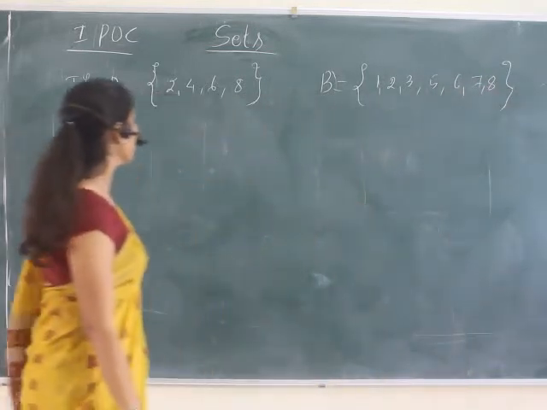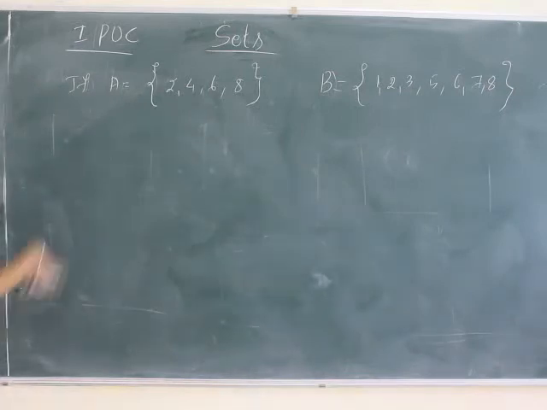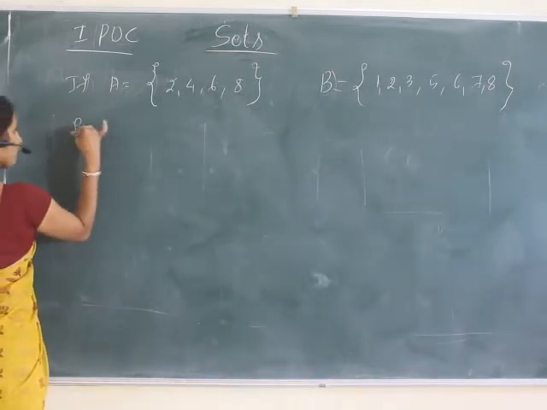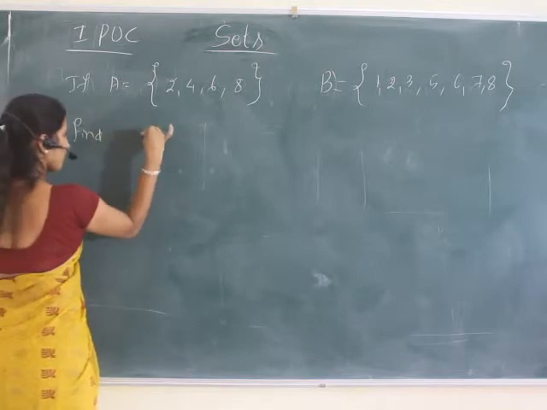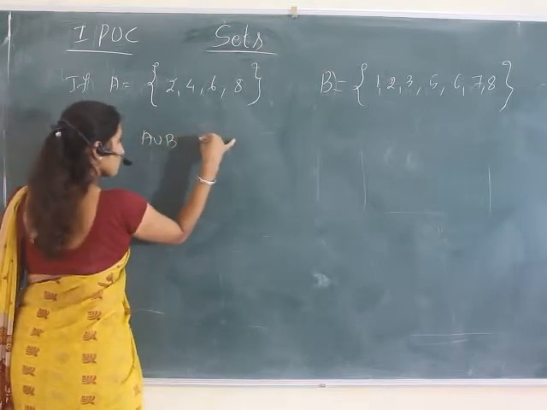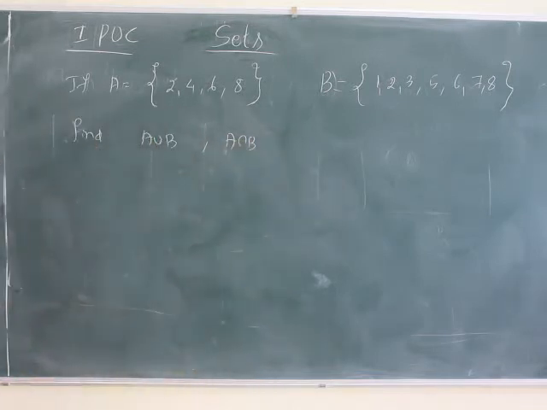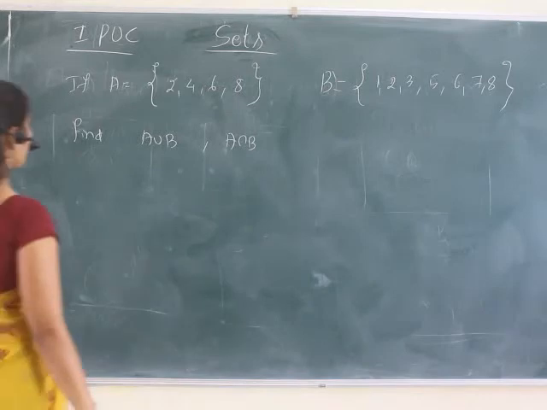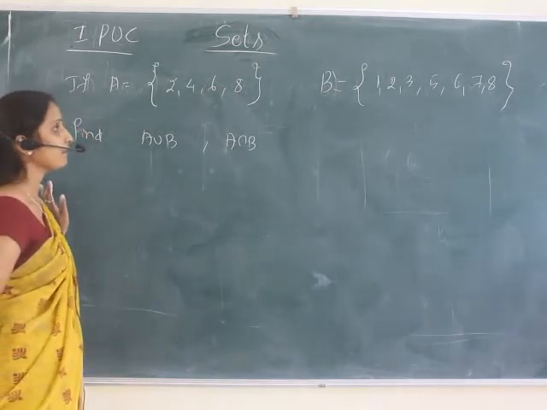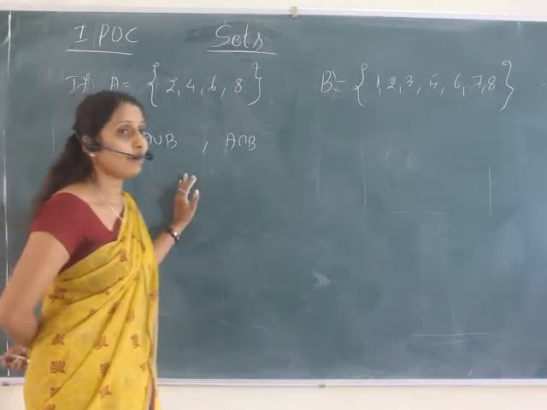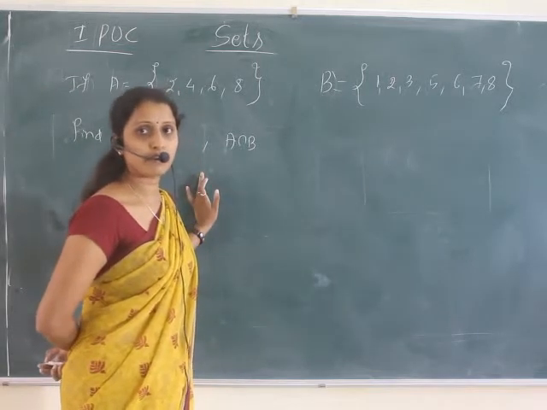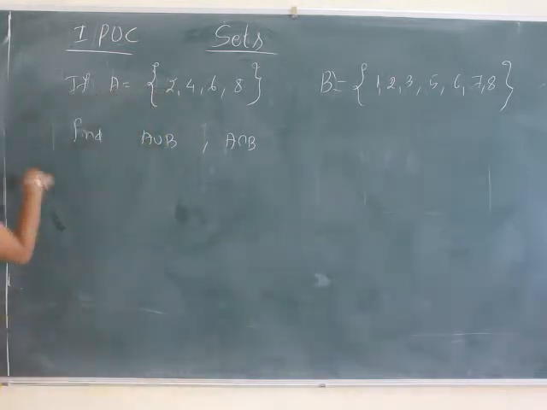If A and B are given like this, find A union B and A intersection B. We have to calculate what the union is and what the intersection is. So what is A union B? A union B means writing all the elements of A and B together. Intersection means writing the common elements of the given sets.